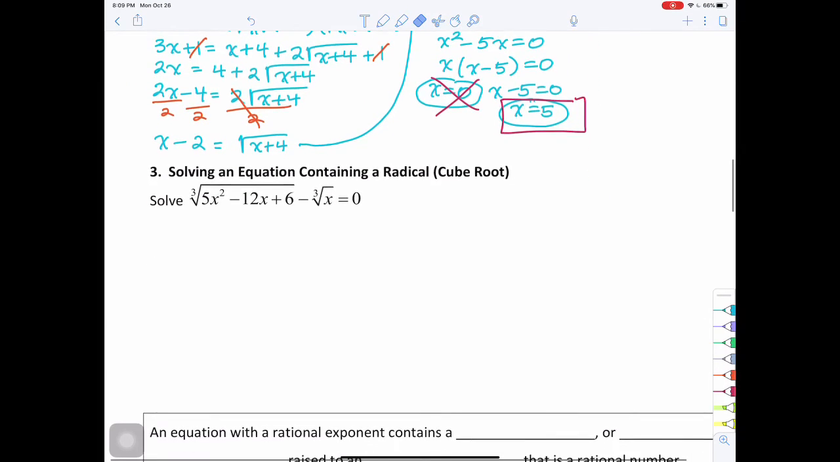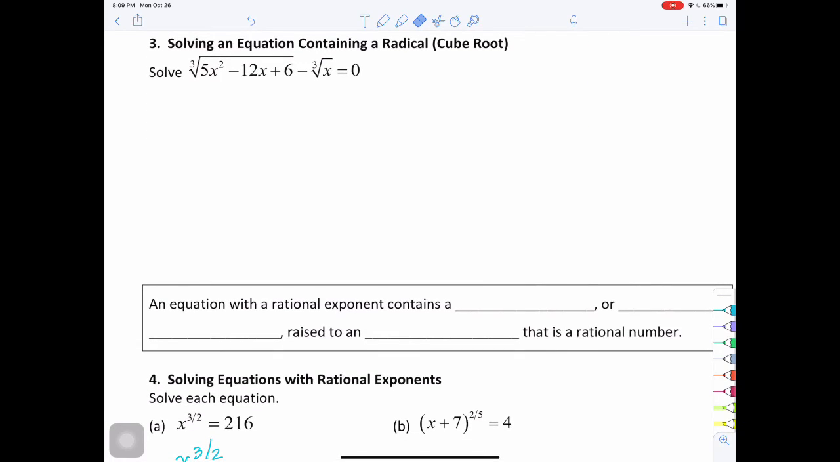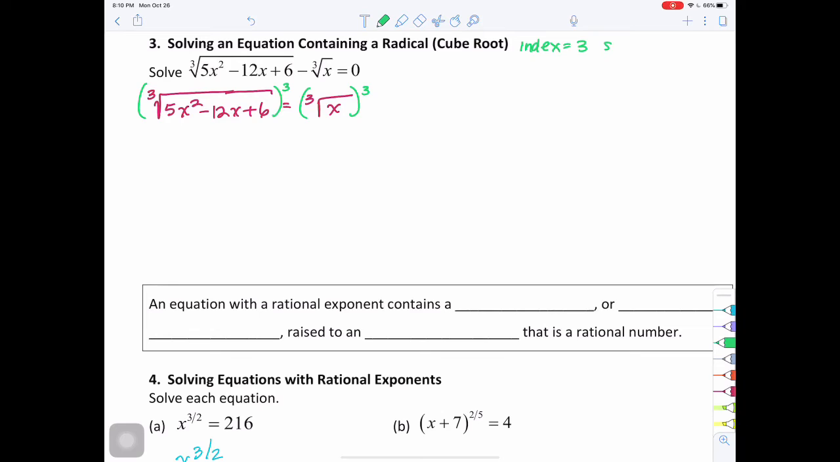solutions that we get. Now we have 2 cube roots. Let's see what we have. We do need to put 1 cube root on one side of the equation and the other on the other. So we have the cube root of 5x squared minus 12x plus 6 is equal to the cube root of x. Let's go ahead and cube both sides. The index is 3, so cube both sides.